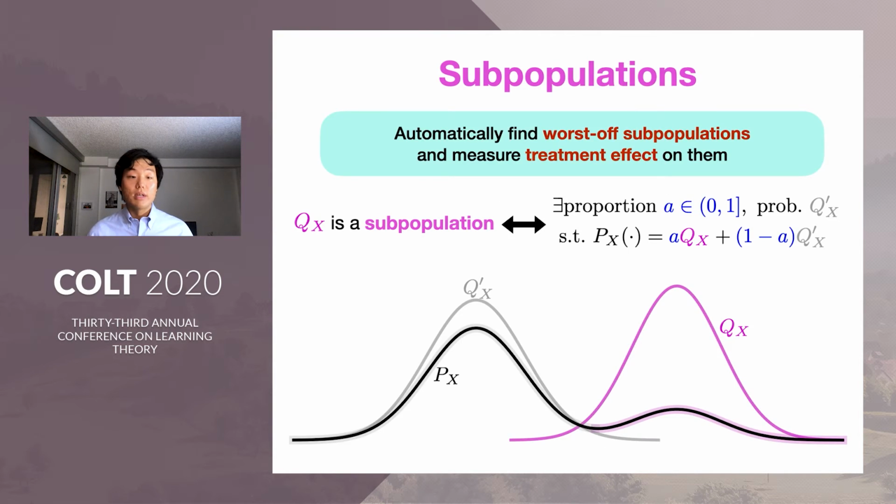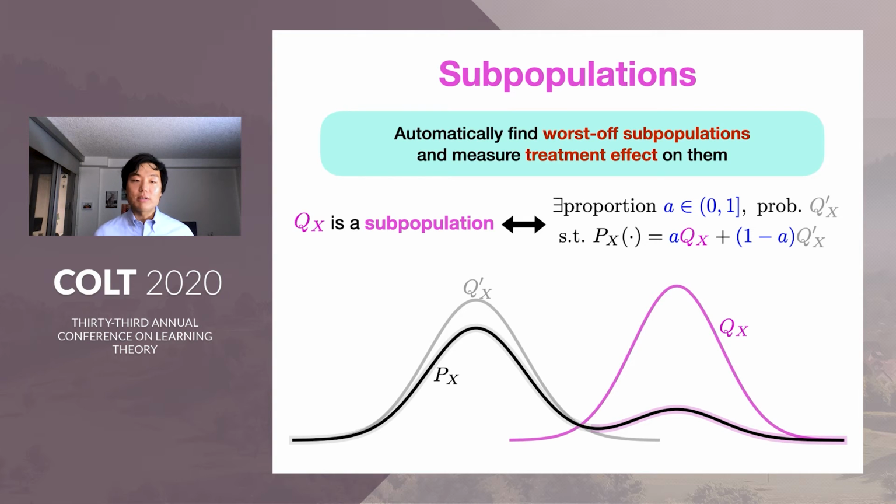difficult. So today we're going to take a new approach and consider an infinite number of subpopulations of a given size, and we're going to measure the treatment effect on the worst subpopulation. Concretely, I'm going to begin by defining what I mean by a subpopulation. So today I'm going to say that a distribution over the covariates, Q sub X, is a subpopulation if there exists a demographic proportion, small a, between 0 and 1, and another distribution Q X prime, such that if you mix Q X and Q X prime according to this demographic proportion, then you exactly recover the underlying data generating distribution P sub X.